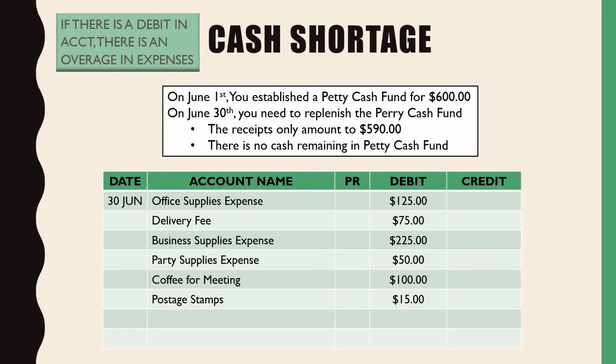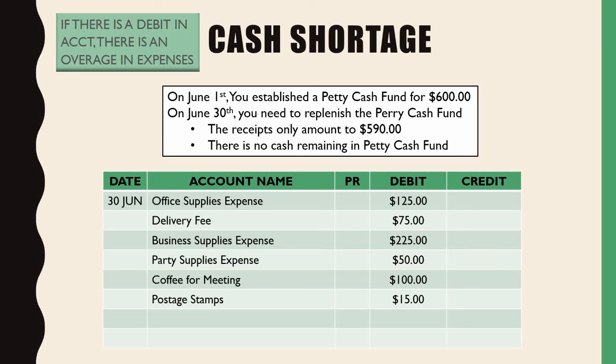So again, you established a petty cash fund for $600. And then on June 30th, you need to replenish the petty cash fund, and you realize that you've counted the total number of receipts, and it only amounts to $590. And there's no cash remaining left in the petty cash fund. So here our petty cash fund is supposed to be in total $600. But in this case, we're missing $10 from our petty cash fund.